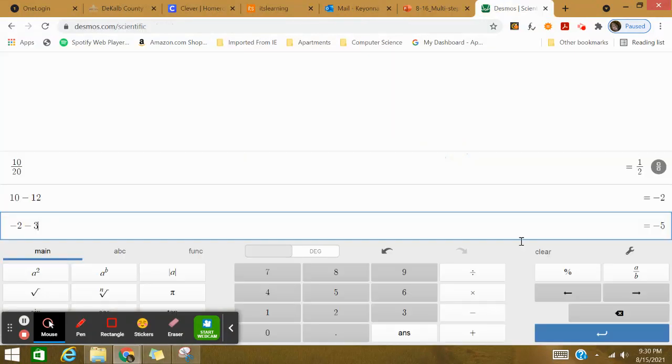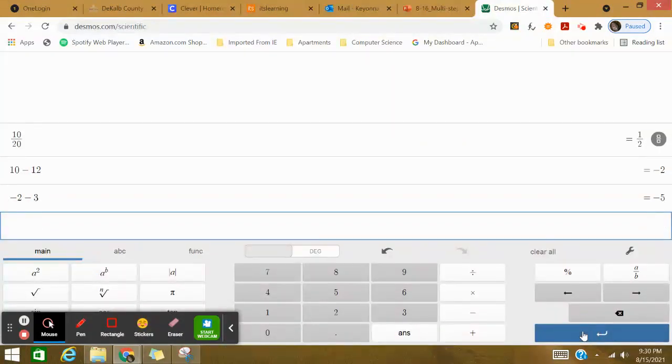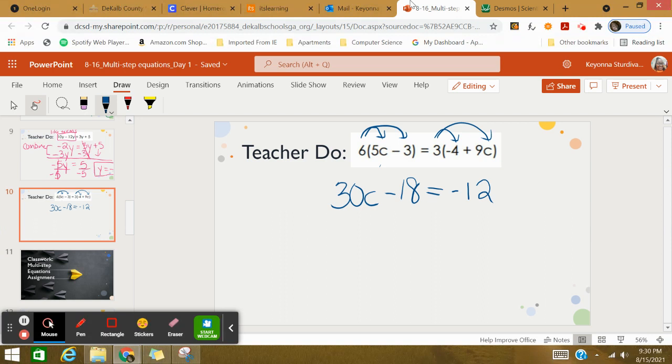So again, if you're not sure, go to Desmos's calculator and you can literally type in the operation. So 3 times 9, which will give me 27. So this will be plus 27c. So step 1 is complete.